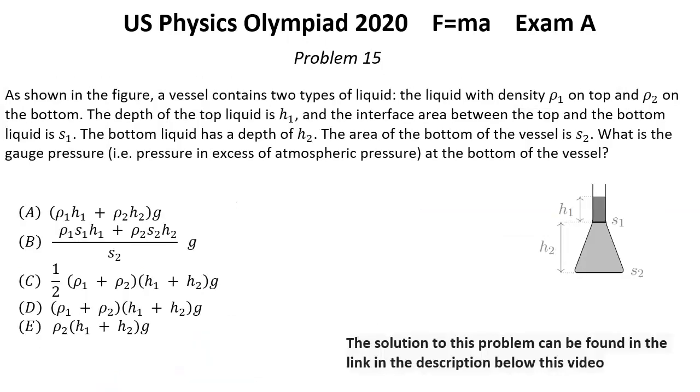Problem number 15. As shown in the figure, a vessel contains two types of liquid. The liquid with density ρ1 on the top and ρ2 on the bottom. The depth of the top liquid is h1, and the interface area between the top and the bottom liquid is s1. The bottom liquid has a depth of h2. The area of the bottom of the vessel is s2. What is the gauge pressure? In other words, pressure in excess of atmospheric pressure at the bottom of the vessel.